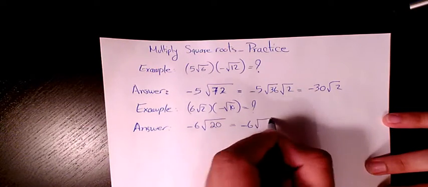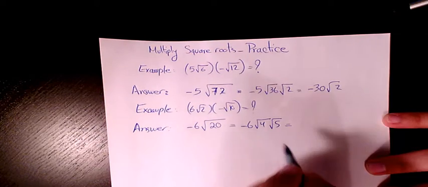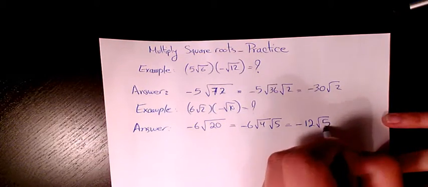So we have negative 6 root 4 times root 5. Square root of 4 is 2. So we have negative 12 root 5.